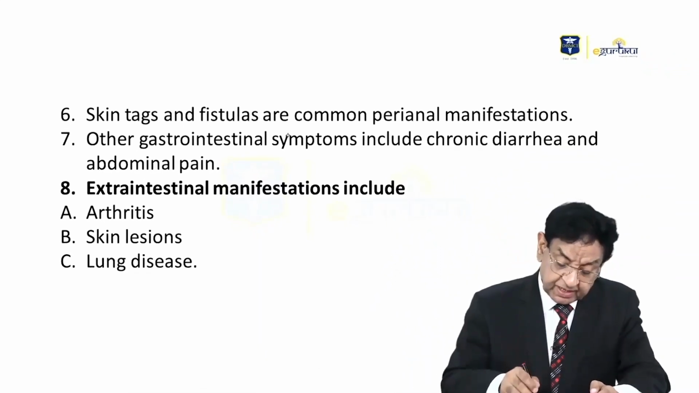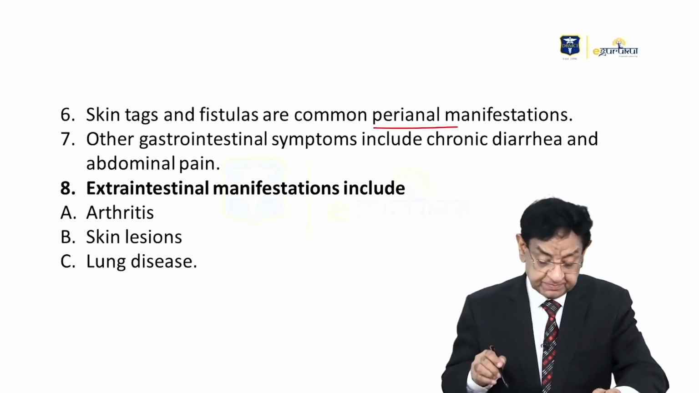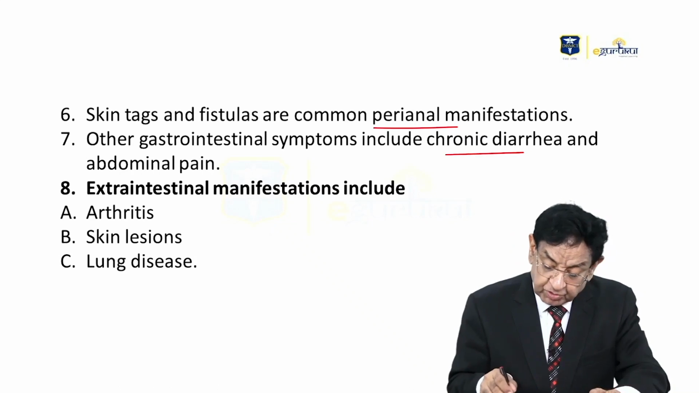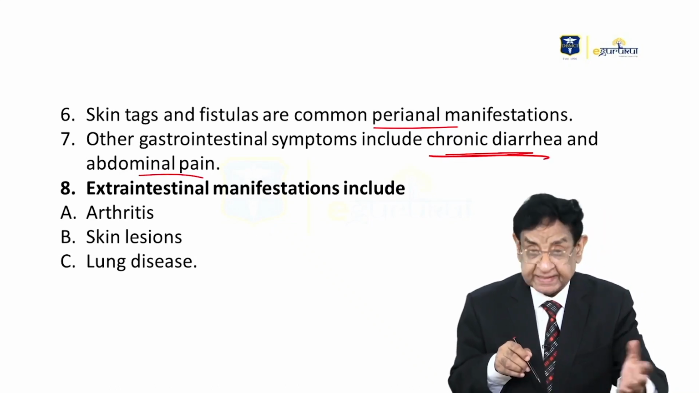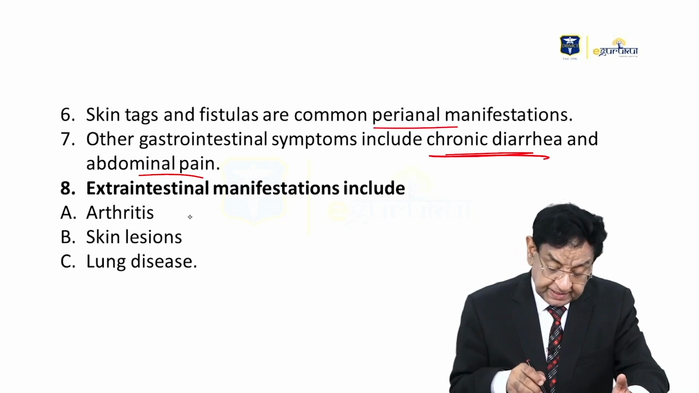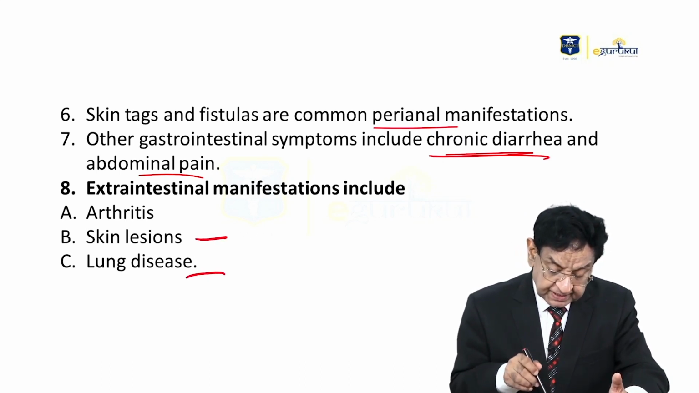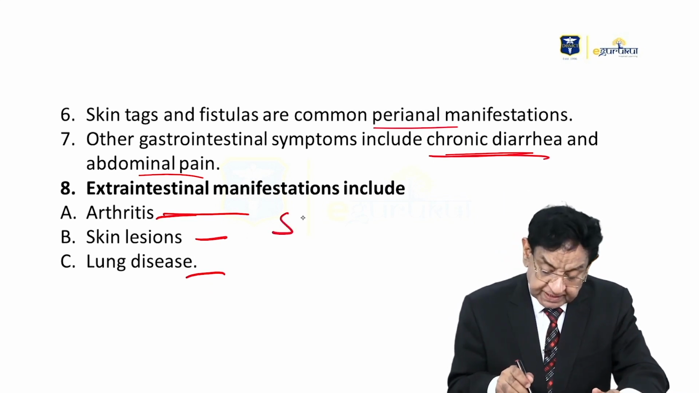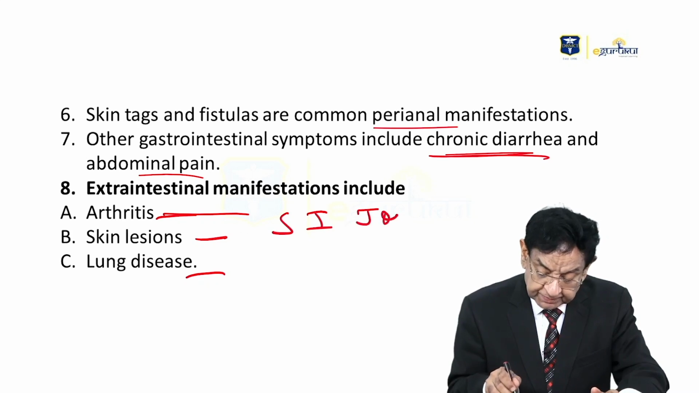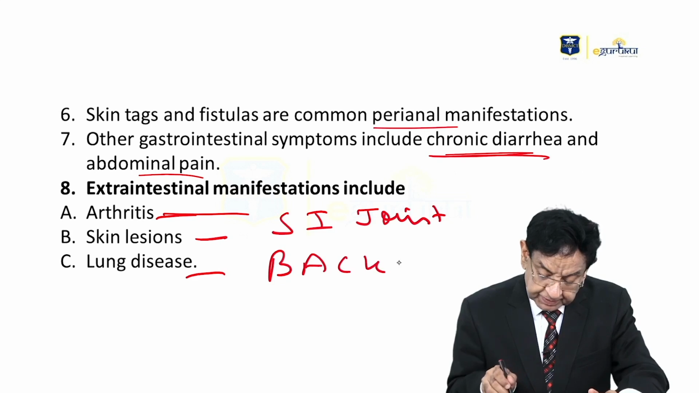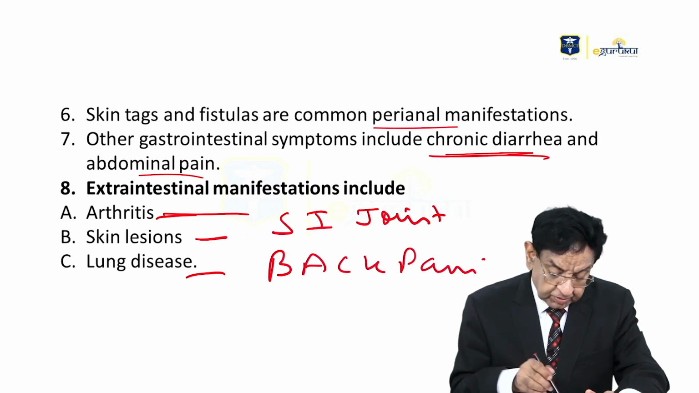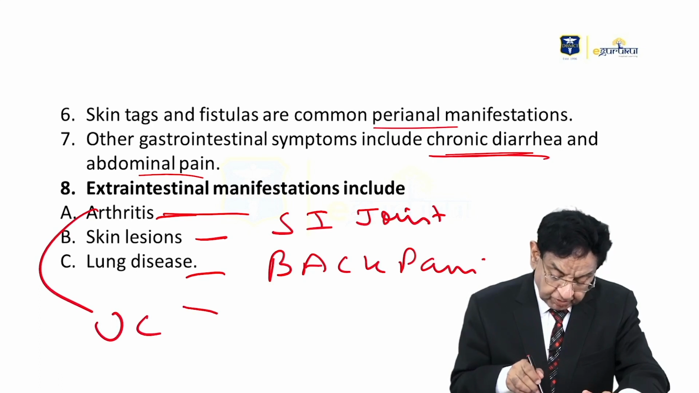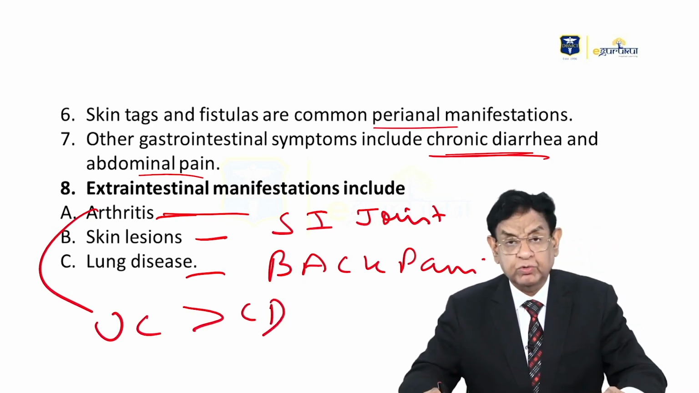Skin tag and fistula are common perianal manifestations. Other GIT symptoms include chronic diarrhea or abdominal pain, like this patient also. Extraintestinal features can be arthritis, skin lesions, and lung disease. In arthritis, it can be sacroiliac joint involvement, which can lead to back pain. Although this is more common in ulcerative colitis as compared to Crohn disease.